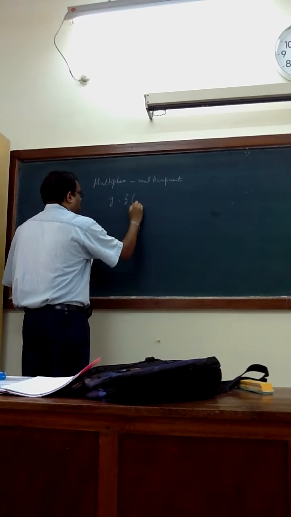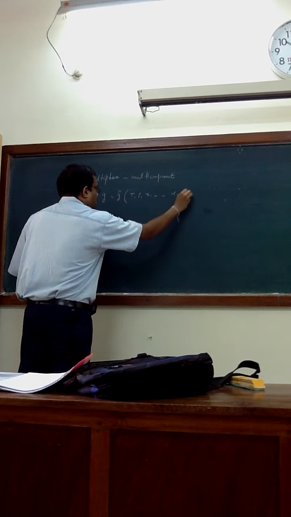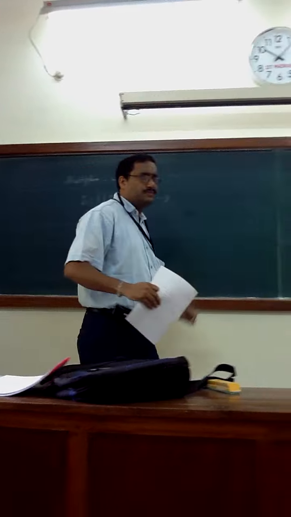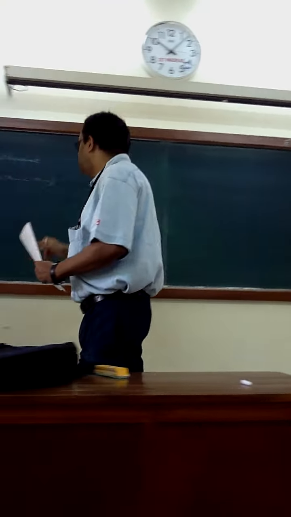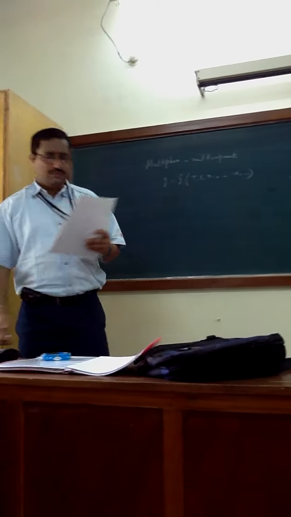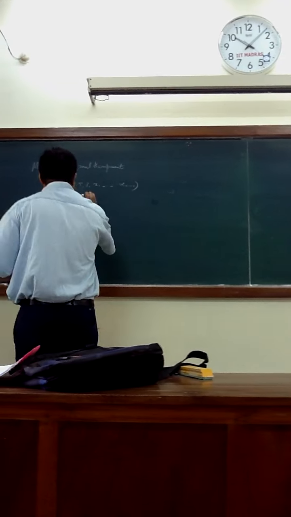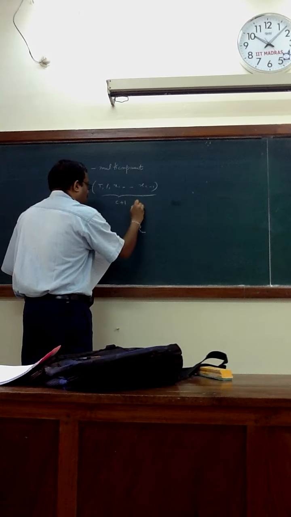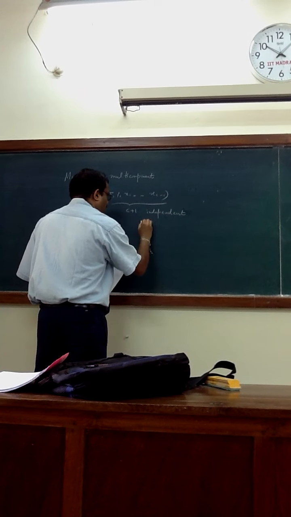We had T, P, x1 to xC minus 1 as independent variables. And how many unknowns are there? C minus 1 plus 2, that is C plus 1. So C plus 1 independent unknowns are there.